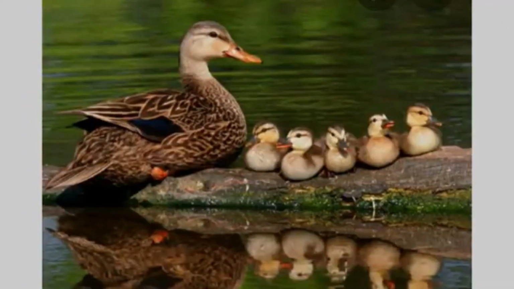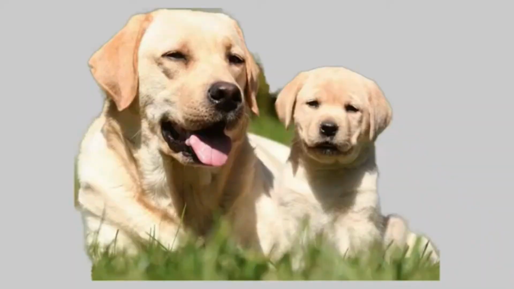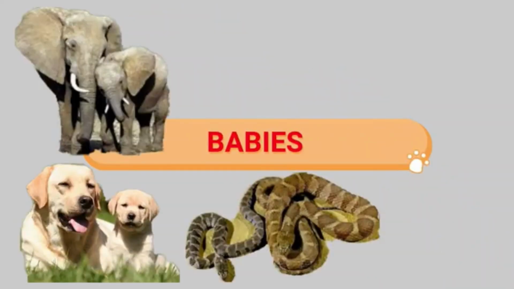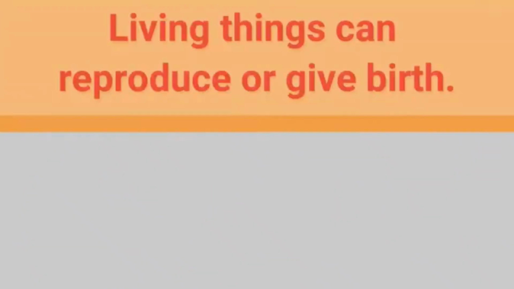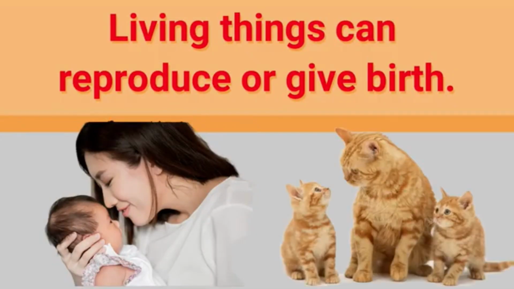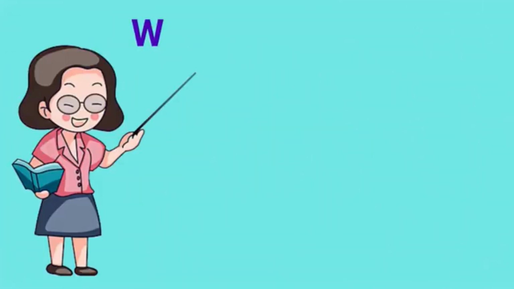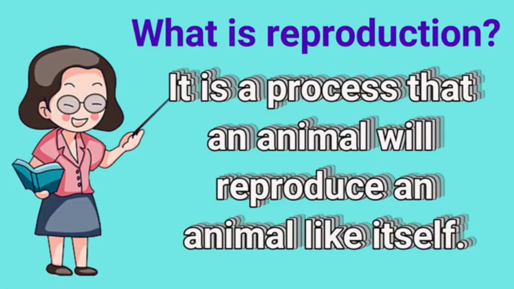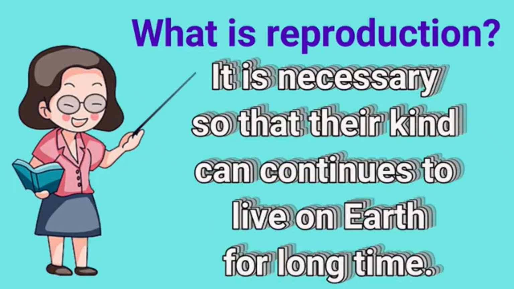Hi kiddos, look at these animals. What do these animals have in common? You're right, they have their babies. Remember that living things can reproduce or give birth. Aside from human beings, animals can reproduce too. But what is reproduction? It is a process in which an animal reproduces an animal like itself. It is called reproduction. Reproduction is necessary so that their kind can continue to live on Earth for a long time.